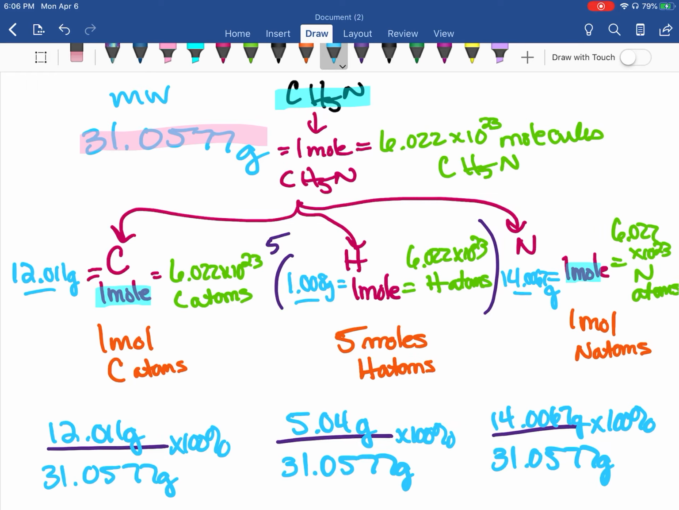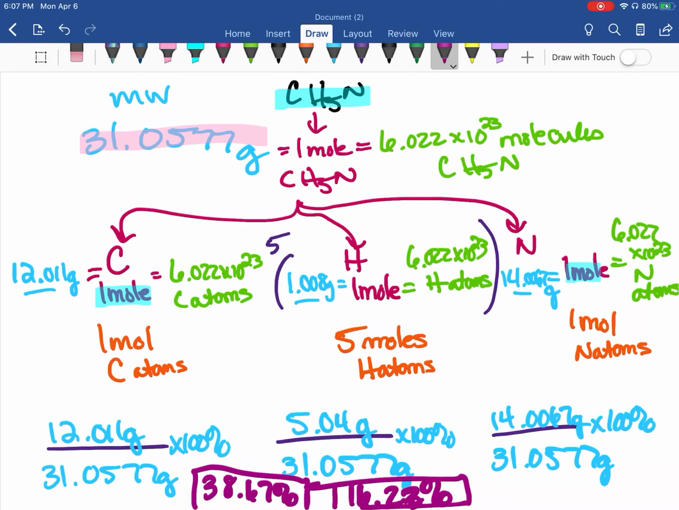All right, let's see if we can figure out each one of those percentages. Let me grab my calculator here. All right, so this first one is 38.67%. Okay, what about the second one then? 16.22%, or actually 23%. And then let's do that third one, 14.0067 divided by 31.0577, 45.1%. Look at that.